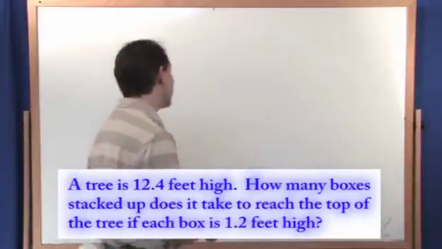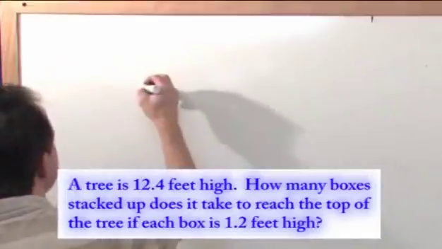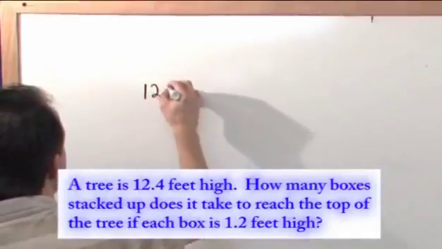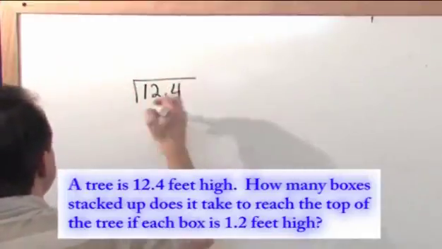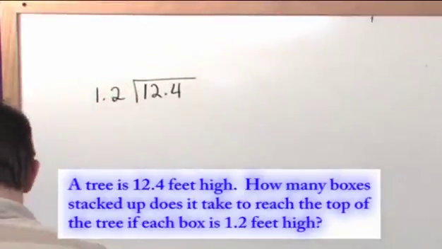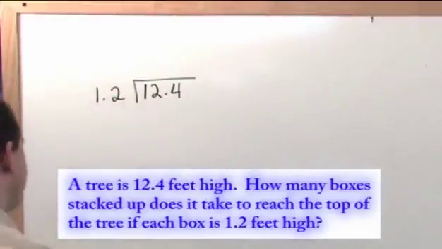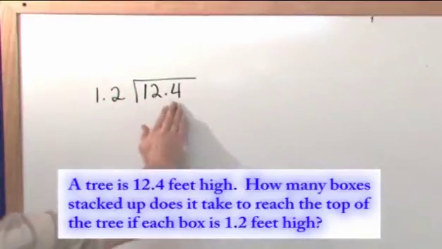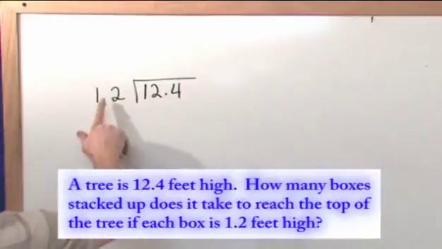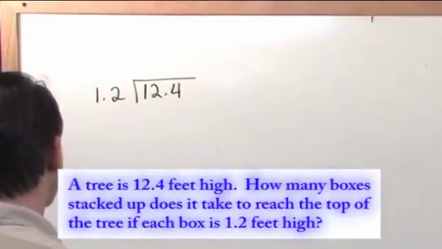So you're going to have to divide, same as before. This one's a little bit different, but very important for you to know, because you have 12.4, that's the height of the tree, but you're now dividing it by 1.2. Now the difference here is that you're dividing a decimal by a decimal. Before, we had a decimal under here and just a number out here. Now we have a decimal, and a lot of people get confused on what to do next.